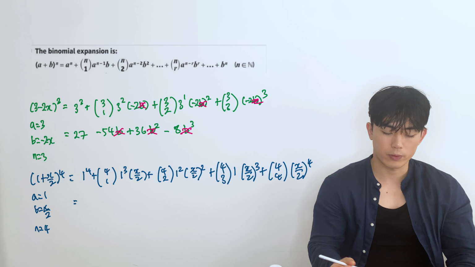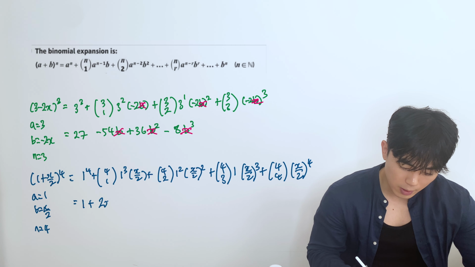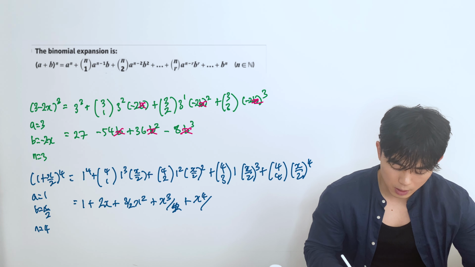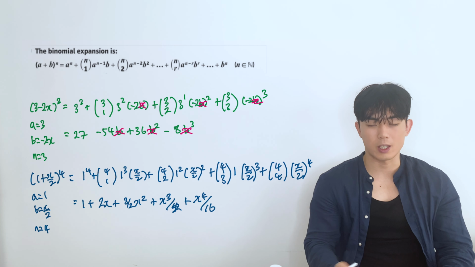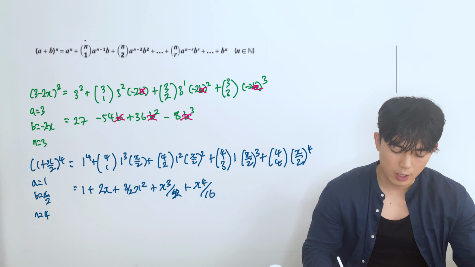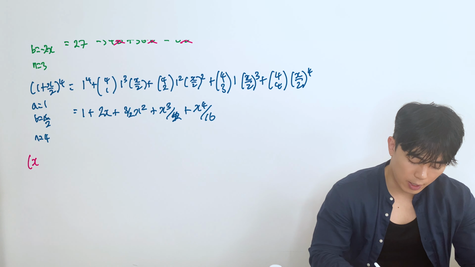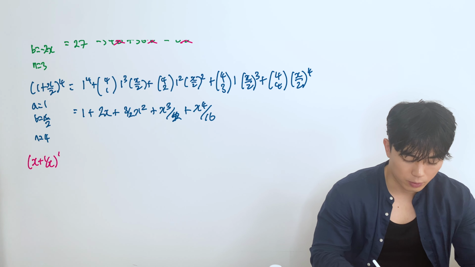Now it's just a matter of simplifying it. So you get 1 plus 2x plus 3 over 2 x squared plus x cubed over 2, sorry, plus x to the power of 4 over 16. These values you can just find or plug into your calculator. Let's just try maybe one more. Let's try (x plus 1 over x) to the power of 5.